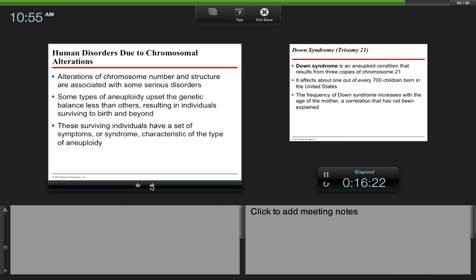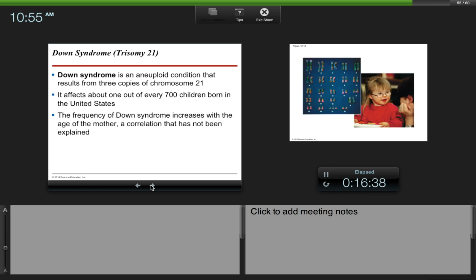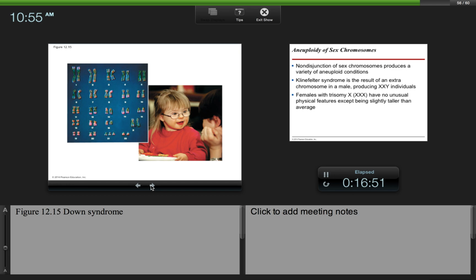Alterations of chromosome number and structure are associated with some serious disorders. Some types of aneuploidy upset the genetic balance less than others, resulting in individuals surviving to birth and beyond. These surviving individuals have a set of symptoms, or syndrome, characteristic of the type of aneuploidy. One example of this is Down syndrome, trisomy 21, where the individual has 3 copies of the 21st chromosome. Frequency of Down syndrome increases with the age of the mother. Here's a karyotype of an individual with Down syndrome. You can see that there are 3 number 21 chromosomes.